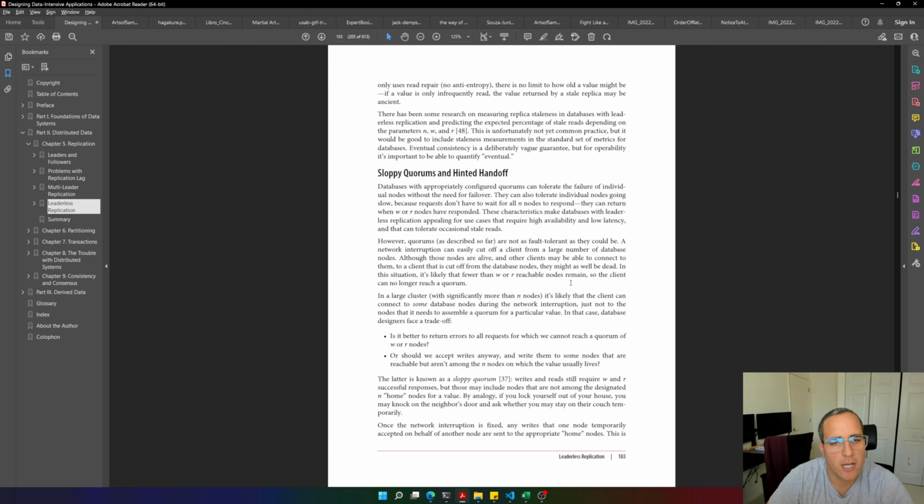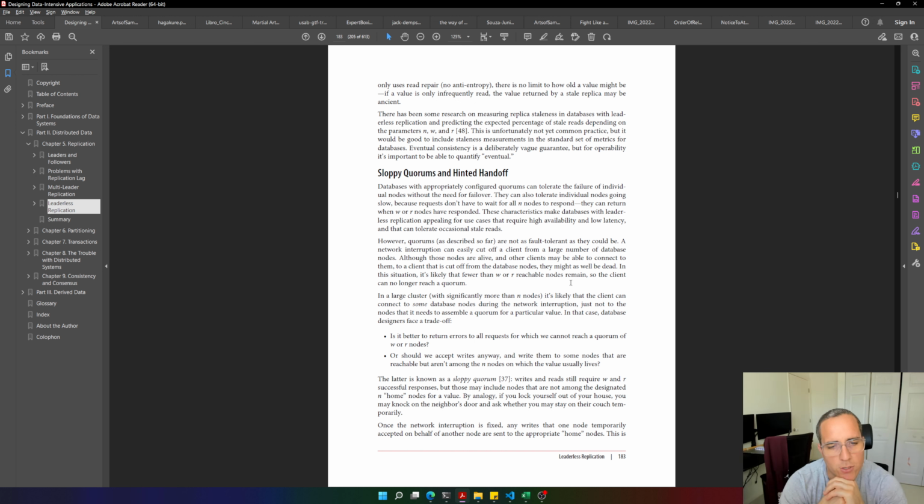To a client that is cut off from the database nodes, they may as well be dead. In this situation, it's likely that fewer than w and r reachable nodes remain, so the client can no longer reach a quorum. In a large cluster, with significantly more than n nodes, it's likely that the client can connect to some database nodes during the network interruption, just not to the nodes that it needs to assemble a quorum for a particular value. In that case, database designers face a trade-off.